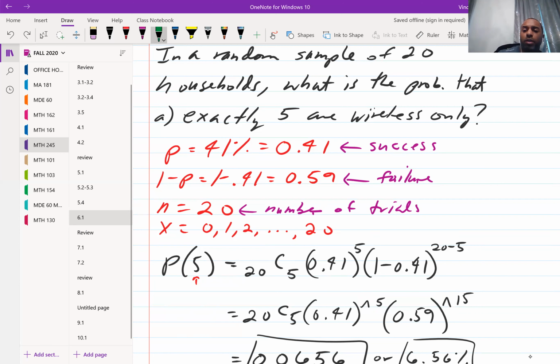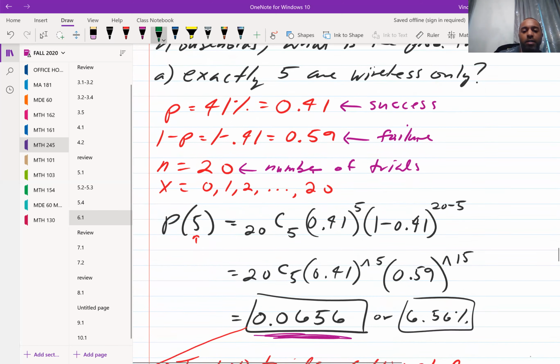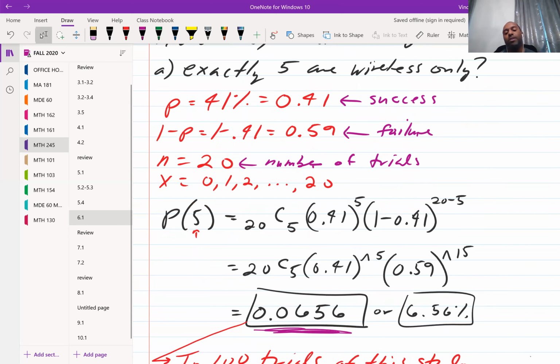But if not, you have to do it in pieces. 20 minus 5 will give you 15 right here. 1 minus 0.41 will be 0.59, and you'd have to do things in pieces. But when you do that calculation, you'll get 0.0656 or 6.56%, whichever way your MyMathLab wants the answer.